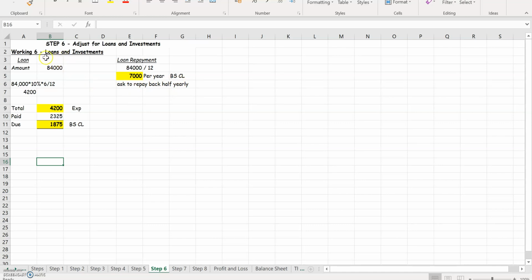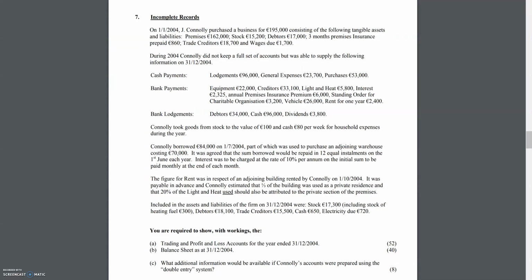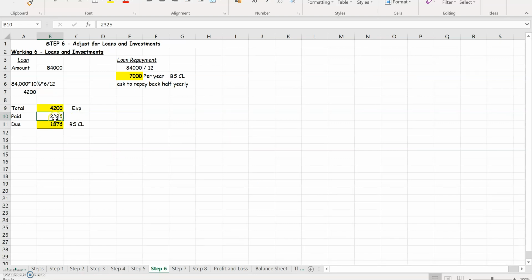And then the loan interest. So how much has to be paid in the loan interest? So the loan is 84,000, 10% per year. We only got the loan out in July, so we only got 6 months interest to pay. So the total interest for this period is 4,200. Have a look to see if we have paid any interest so far. That's usually in your bank payments section. And then if we have, reduce it against your expenses, and that's going to be your amount due.